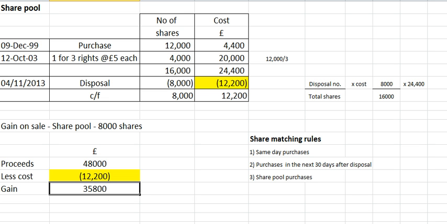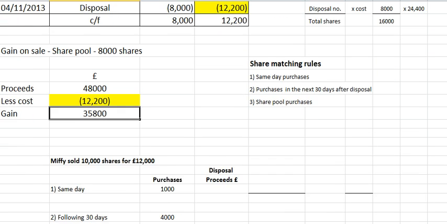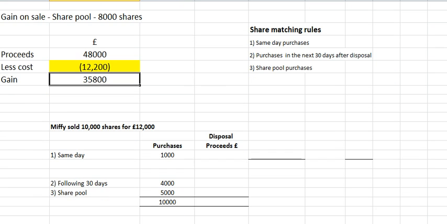Okay. Just to be aware that sometimes if you have more than one, so you don't just have the share pool, say you have same day and share pool, you need to split the proceeds in some questions. So I'll just quickly show you how to do that. Say I've got a question: Miffy sold 10,000 shares for £12,000. Say you had all 3 purchases which you could use as a disposal. You've got 10,000 shares, you bought 1,000 shares on the same day, 4,000 in the following 30, and then 5,000 you had in the share pool, gives you 10,000. You need to split the 12,000 disposal proceeds between all of these.